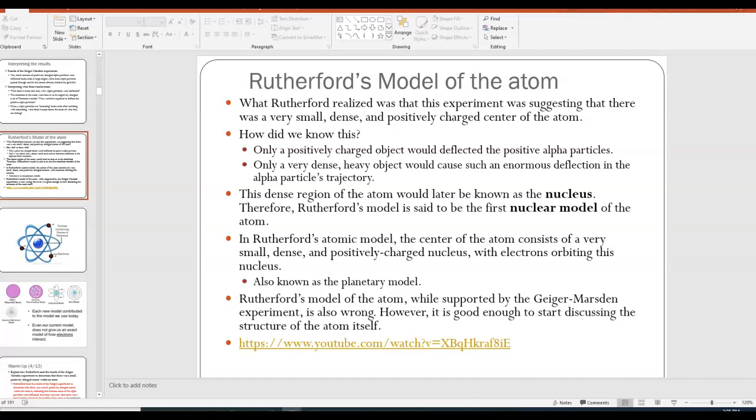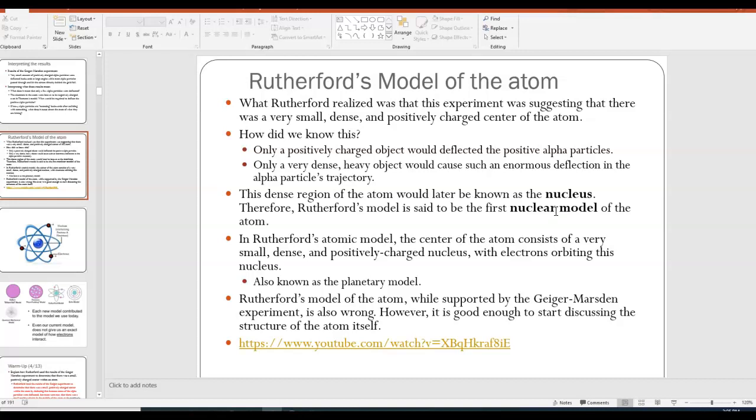Okay, so in the last video we talked about different models of the atom, starting with Thomson's plum pudding model and leading up to the Geiger-Marsden experiment, which was overseen by Rutherford. And then Rutherford used the results of those experiments that Geiger and Marsden did, the gold foil experiment, to basically come up with his own model.